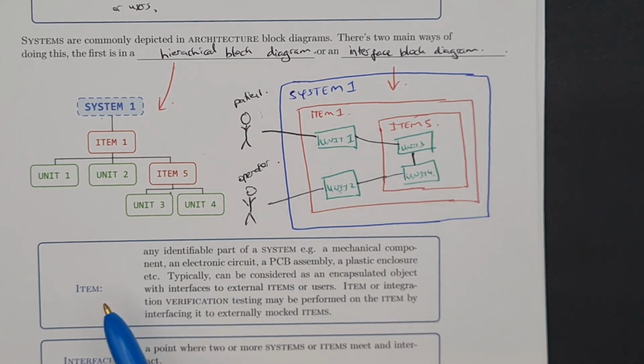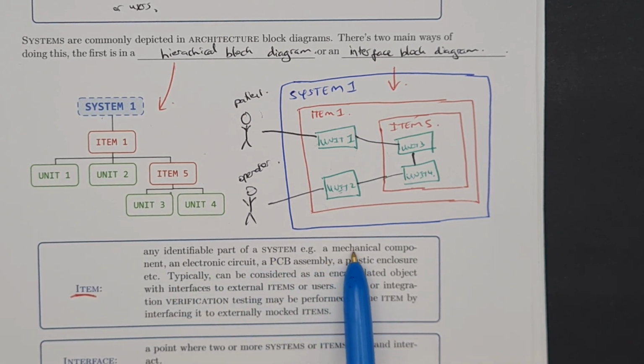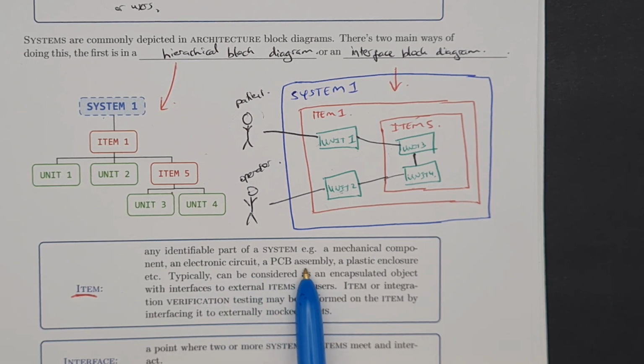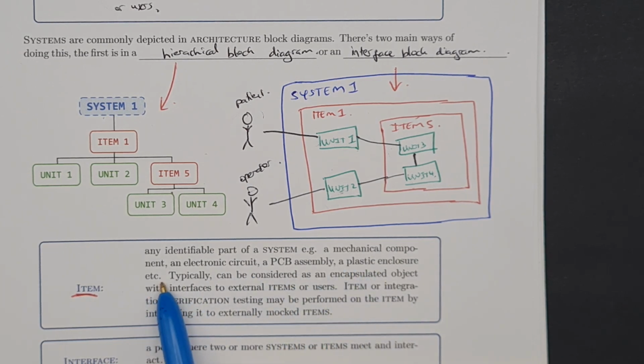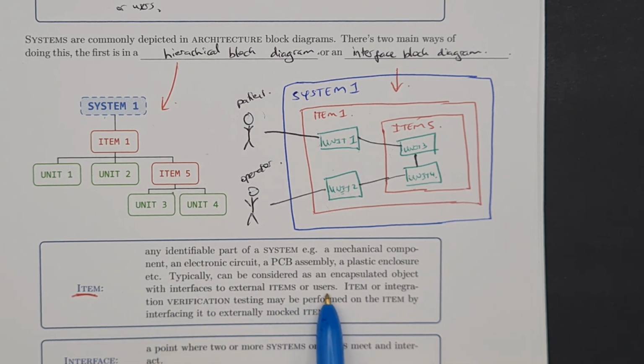Now, if you're wondering what exactly we mean by item, an item is just any identifiable part of a system. So it could be a mechanical component, it could be an electronic circuit, it could be a PCB assembly, it could be a plastic enclosure. In the world of software, it can be a collection of software units, it could be a group of functions or objects together, etc. Typically it can be considered as an encapsulated object with interfaces to external items or users.